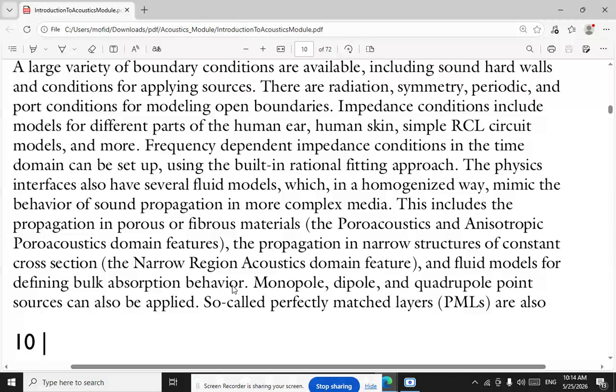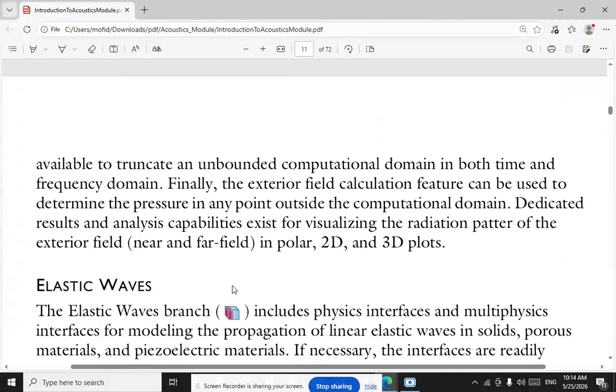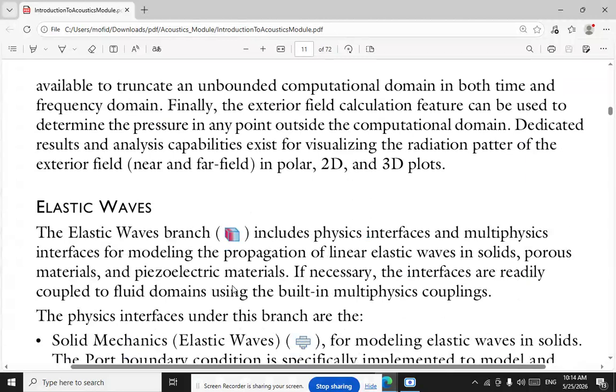So-called perfectly matched layers (PMLs) are also available to truncate an unbounded computational domain in both time and frequency domain. Finally, the exterior field calculation feature can be used to determine the pressure at any point outside the computational domain. Dedicated results and analysis capabilities exist for visualizing the radiation pattern of the exterior field, near and far field, in polar, two-dimensional, and three-dimensional plots.